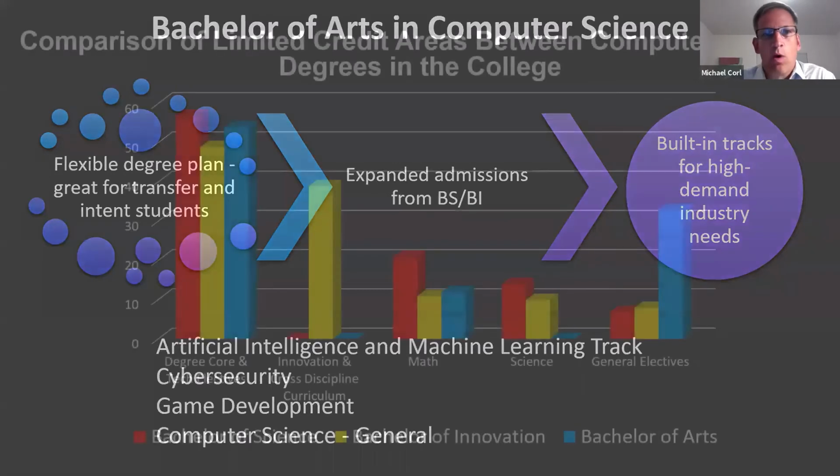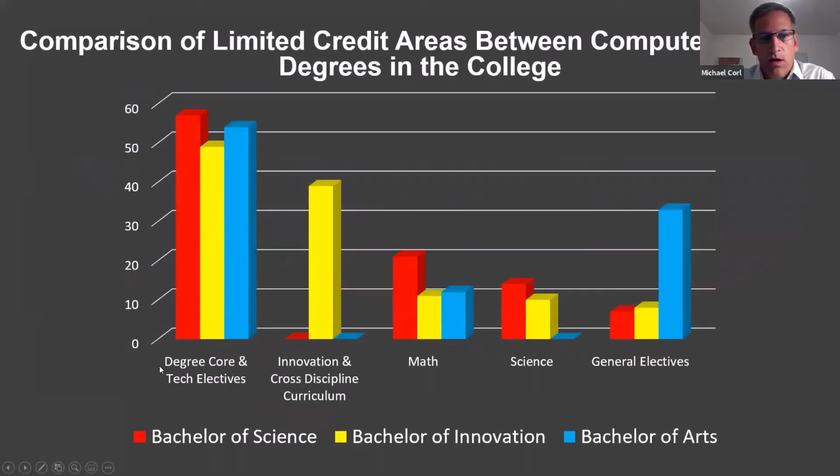So to give you a snapshot of what these look like, in here you can see the red is the Bachelor of Science, the yellow bars are the Bachelor of Innovation, and the blue is the Bachelor of Arts. When you look at the degree, on the far left of your screen you see the degree and technical electives. You see they're all pretty high. There's quite a bit of computer science, or whatever the specific discipline is within computer science. There's a lot of that in there. As you move across this graph to the right, the next columns are the innovation and cross-discipline courses. You see a lot of innovation for the Bachelor of Innovation, and not much, I think it's zero, for the others. Okay, so all that innovation is in the Bachelor of Innovation.